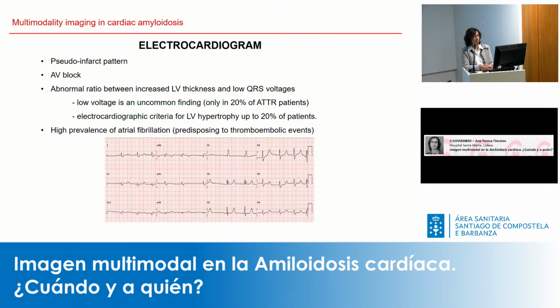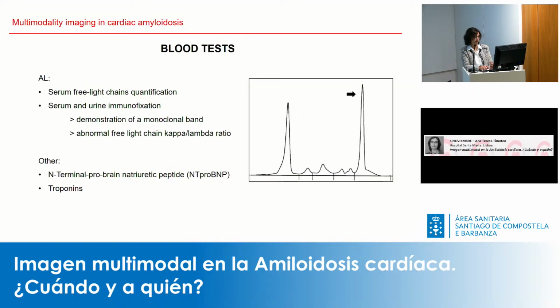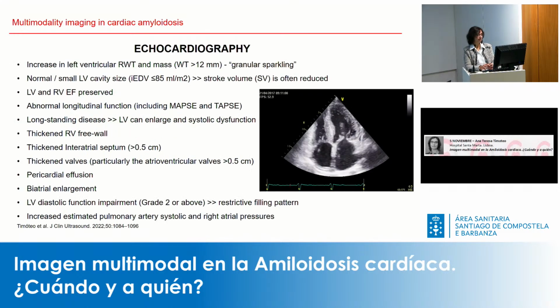There is a high prevalence of atrial fibrillation that will predispose to thromboembolic events. Blood tests are very important because we need to identify in the AL form in the protein electrophoresis a demonstration of a monoclonal band, as you can see here, and there's also an abnormal free light chain kappa lambda ratio. It's usually frequent to see an increase in NT-proBNP and in troponins. When the increase is higher, it represents a more severe form of amyloidosis.